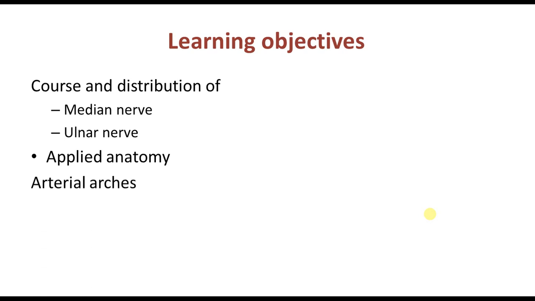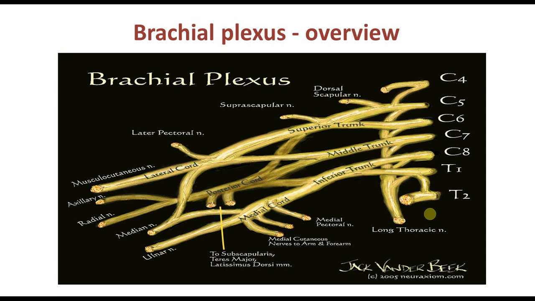Then the blood supply of the palm is mainly by branches in the form of arterial arches. The ulnar artery and the radial artery form two arches, namely the superficial and the deep palmar arch, and from these arches they give branches which supply the digits, or the fingers.